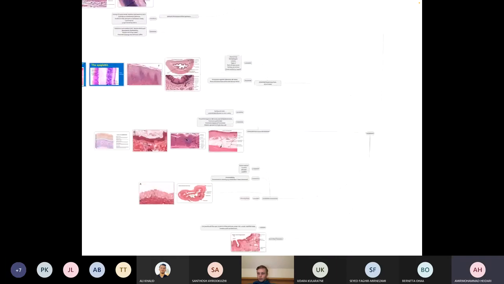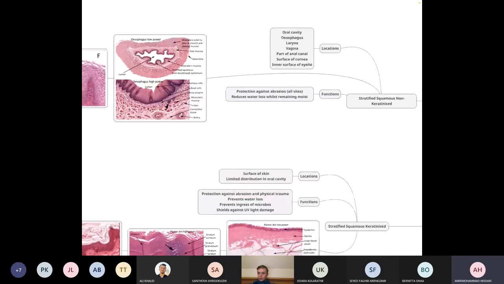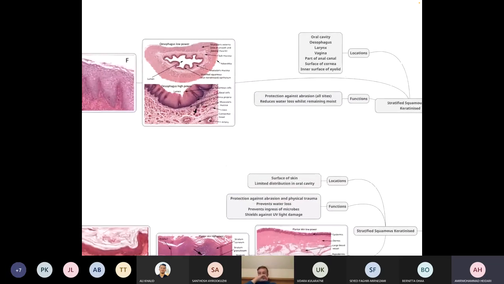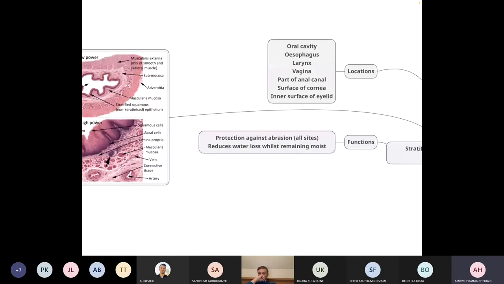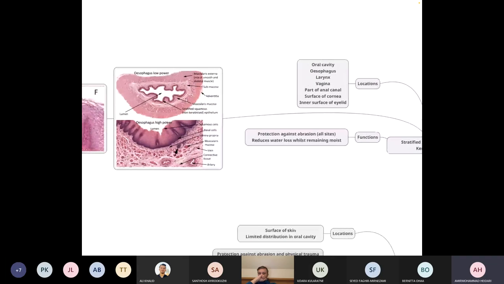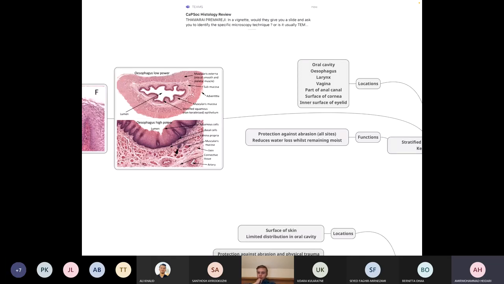So we come on to stratified or compound epithelia. This is stratified squamous, non-keratinized, with locations listed here: oral cavity, vagina. Basically, the places where you would need protection, but you would not need to save water. Like the skin, you would not want to lose water, hence you have the keratinized layer. But in the vagina and esophagus, you don't need to save water, basically.